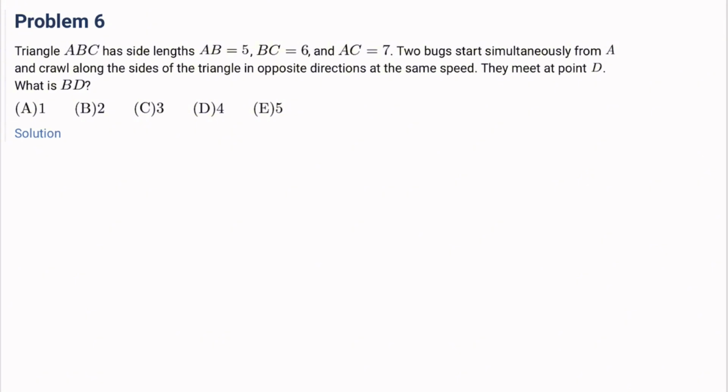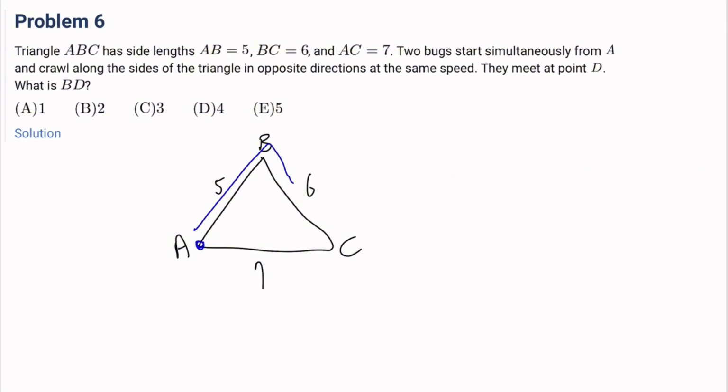What is BD? Okay, so if we draw any triangle like this, let's say this is A, B, and C, and AB is 5, BC is 6, and AC is 7, right? And then they start from A, and one goes like that, and one goes like that, right? And they will meet at point D. And what is BD, right? So we want this length.